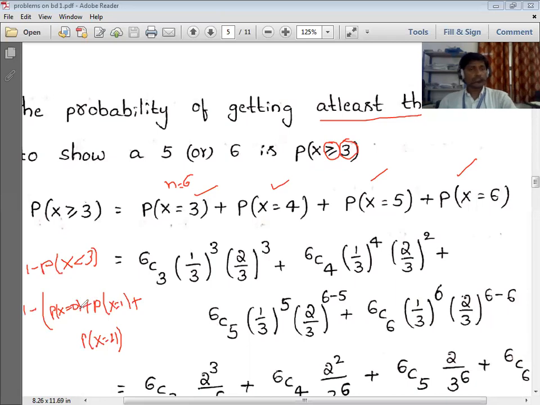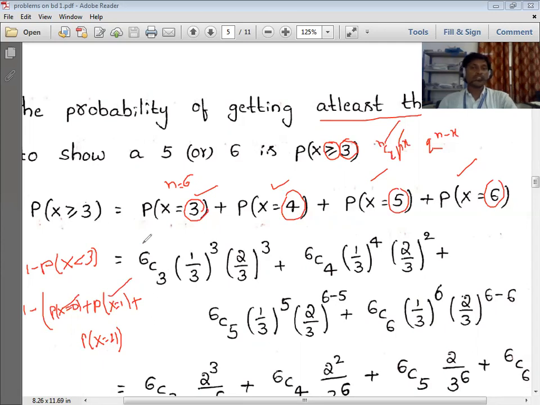For calculating this we are using the same formula again, nCx, p power x, q power n minus x. There is no change in p, q and n. Why? Because n is equal to 6, p is equal to 1 by 3 and q is equal to 2 by 3. But x varies. So x is equal to 3, 4, 5 and 6. And if you apply the other method, x is equal to 0, 1 and 2.